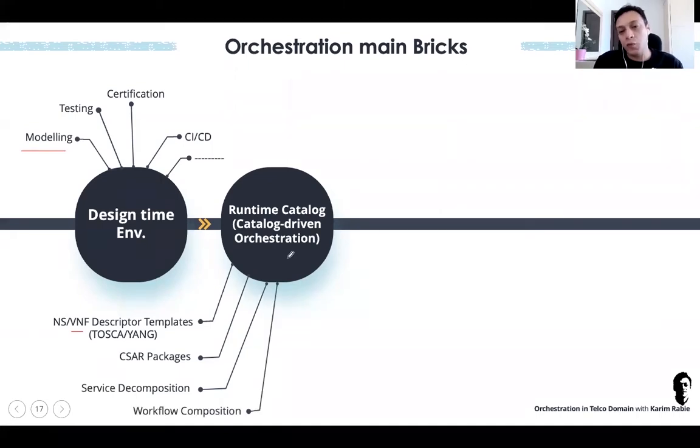You have the workflow composition, and the term workflow is a term that is always coupled with orchestration.